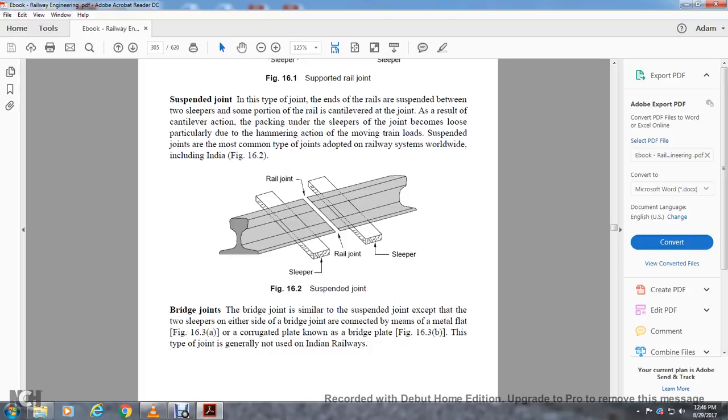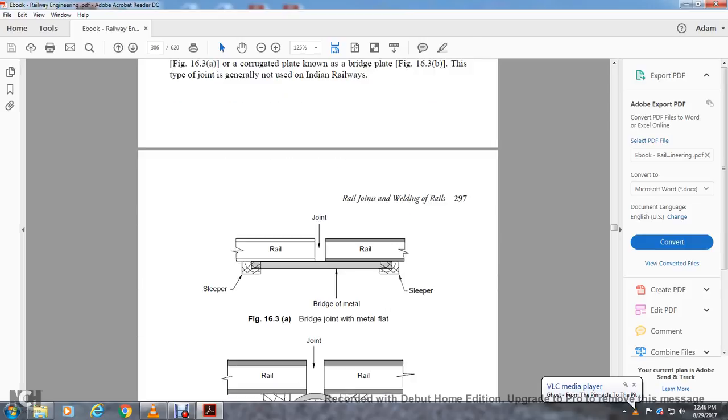Figure 16.2 shows the sleeper joints, in between the sleepers, rail joints, suspended joint. Bridge joints are similar to the suspended joint, except that the two sleepers on either side of the joint are connected with a metal flat or a corrugated plate known as the bridge plate. This type is generally not used in Indian railways.